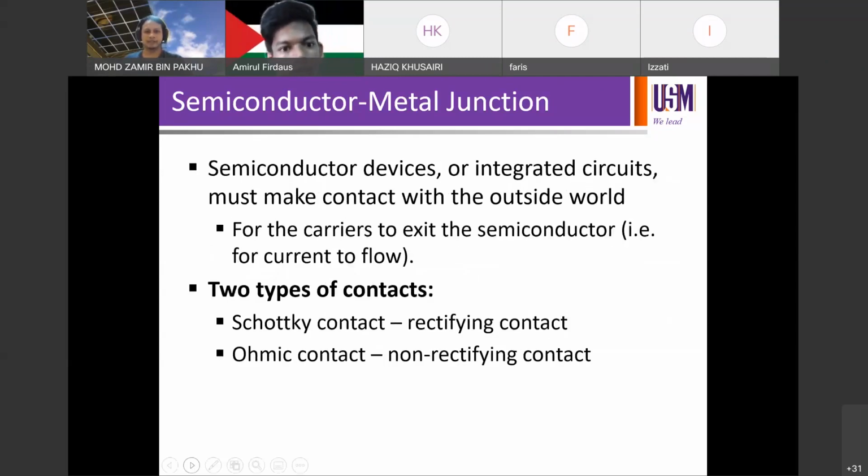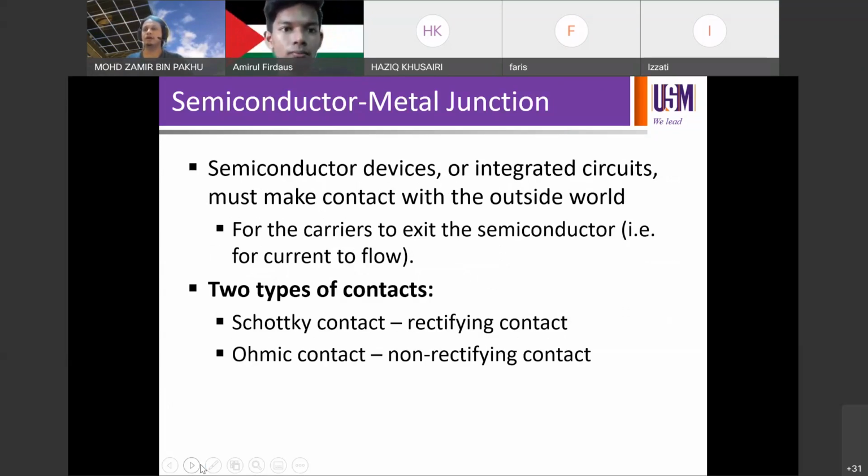Semiconductor devices or integrated circuits must make contact with the outside world in order for us to extract the carriers, or in fact, for us to inject carriers into the device. So it's not only about extracting the carriers outside. You might also want to inject carriers through the metal contacts.